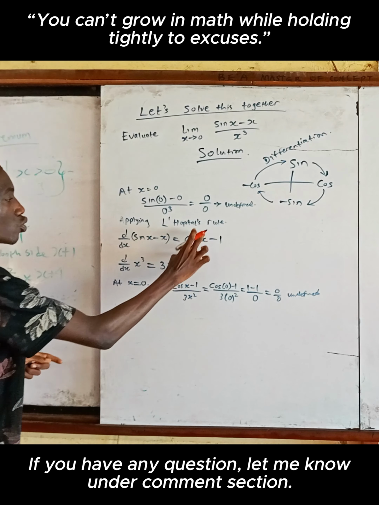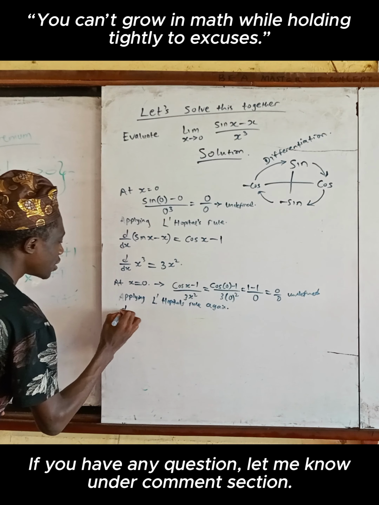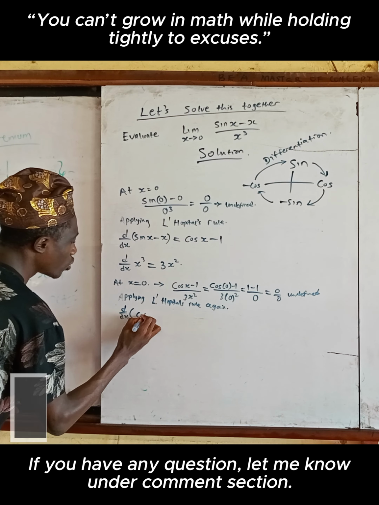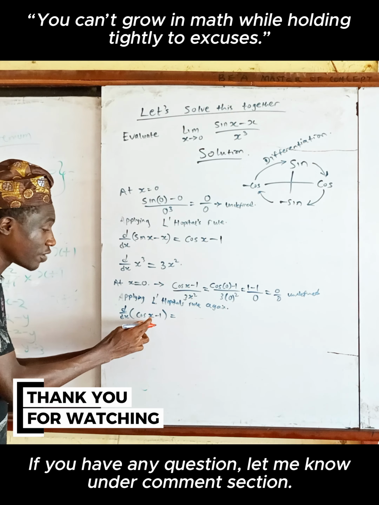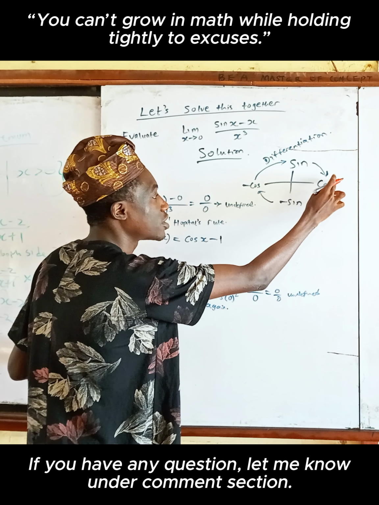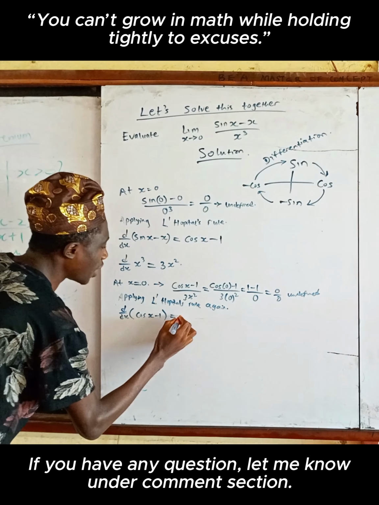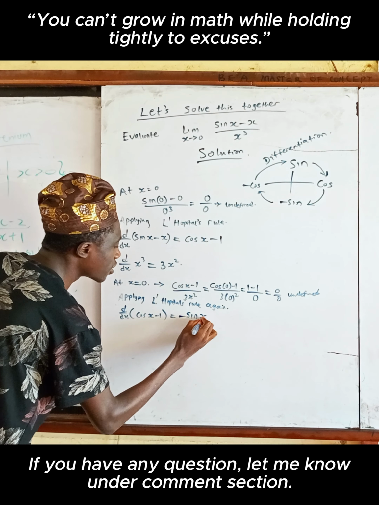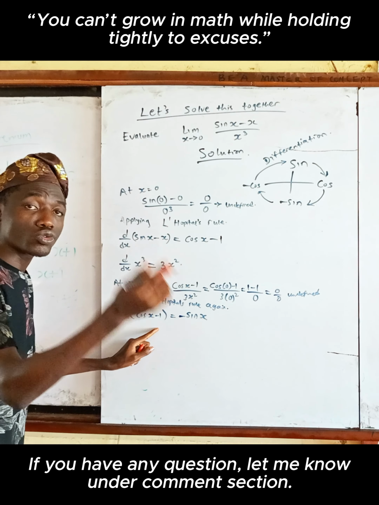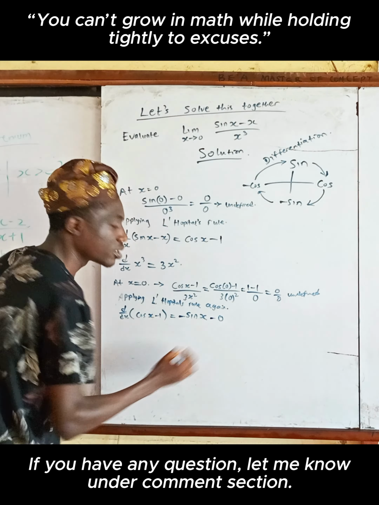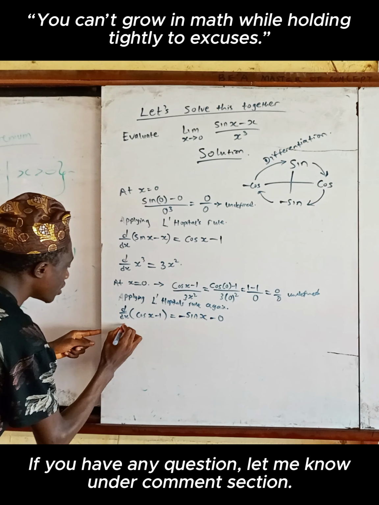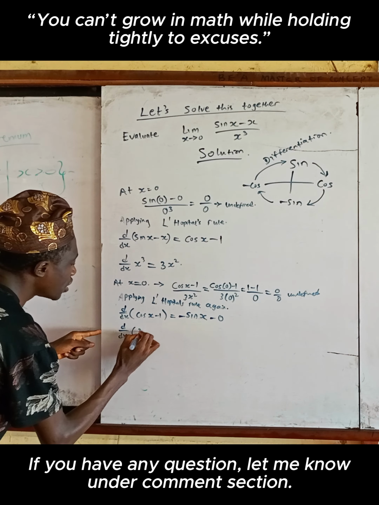Applying the L'Hopital's rule on these ones now, that is d dx of cos x minus 1. If you take the differentiation of cos x, just look at this place. Cos x is going to give us minus sine. So we have minus sine x. Then differentiation of 1 with respect to x will give us 0. Denominator, we are going to differentiate it again. d dx of 3x squared.